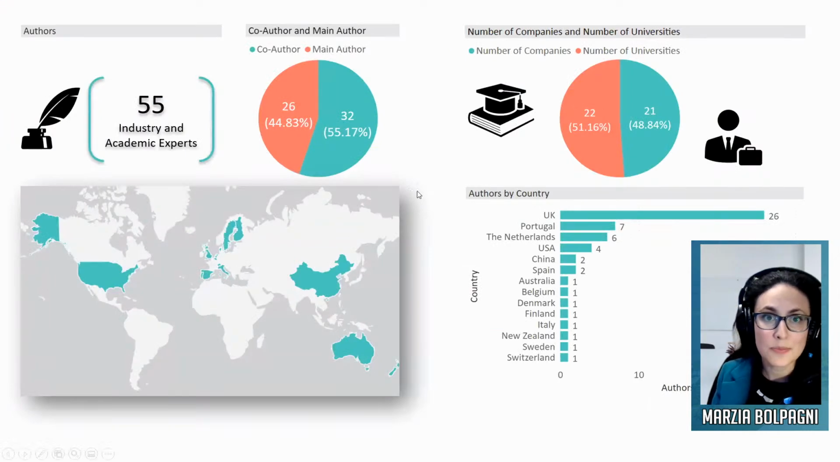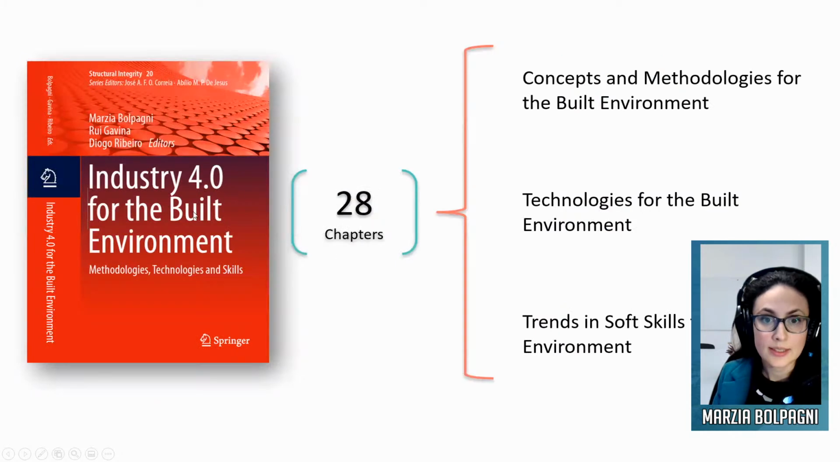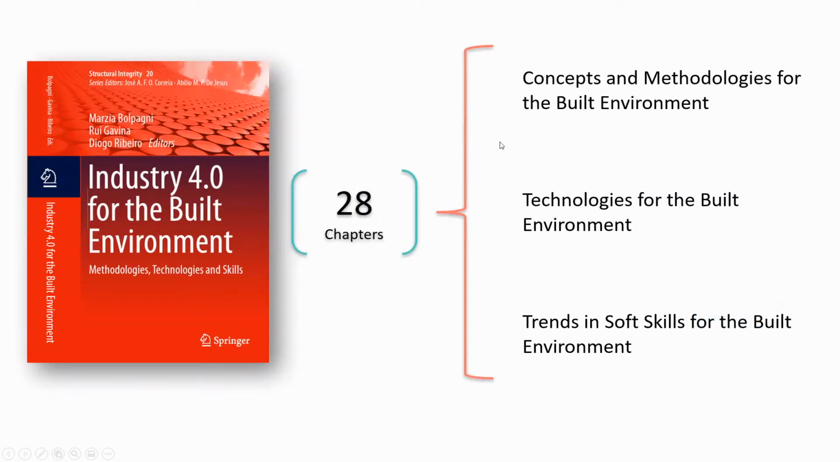So it's a good mix between people from industry and academia, because we want to have this mix, and variety also of countries that are represented as authors. And there are 28 chapters, covering methodologies, technologies, and trends in the soft skills. That is quite interesting, because the more we use the digital, we experience that you also need to invest in the soft skills, the communication, leadership, and how you use social media and so on. So that is quite important.